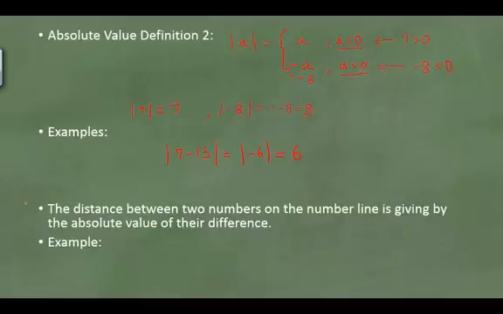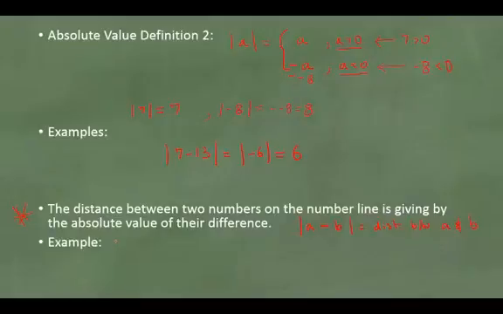Here's an important way of thinking of absolute values. The distance between two numbers on the number line is given by the absolute value of their difference. That means that the absolute value of the difference of two numbers, so we're subtracting two numbers, say A and B, is just the distance, so this is equal to the distance between A and B.